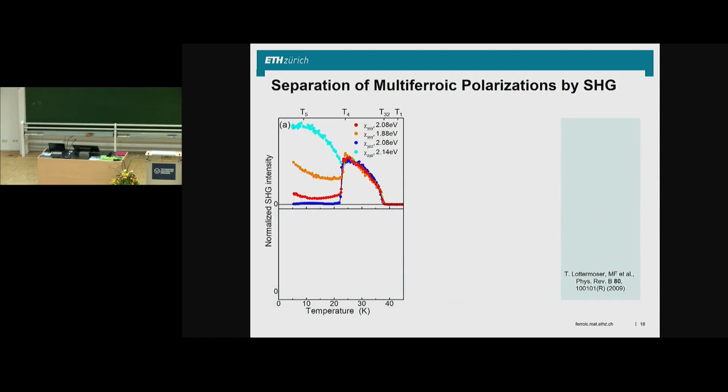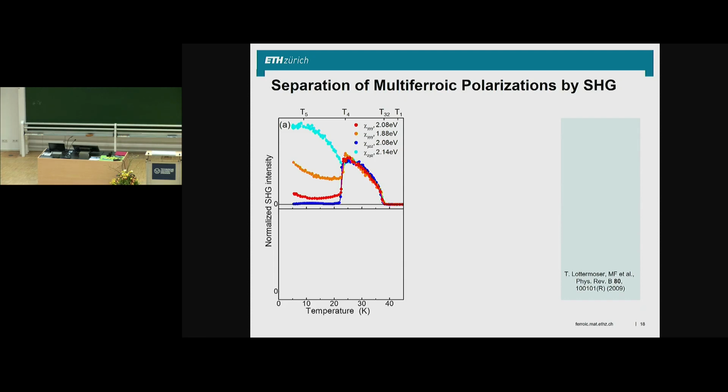So here we have second harmonic intensity, the frequency doubled light as function of temperature, at different photon energies and different polarizations of your light. And then you see down to a certain temperature, so here it becomes ferroelectric, and then down to a certain temperature, all curves look the same.